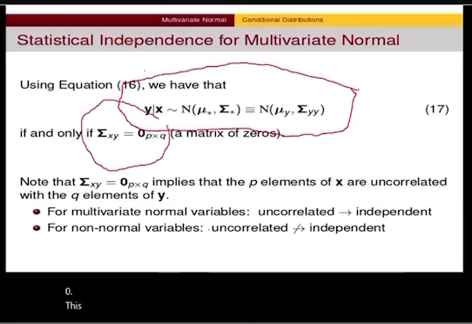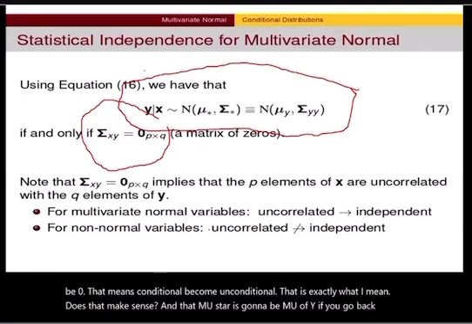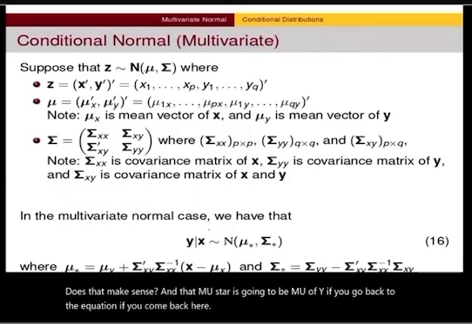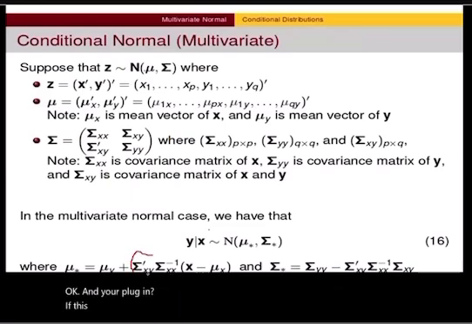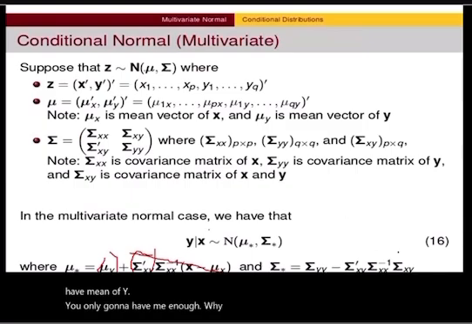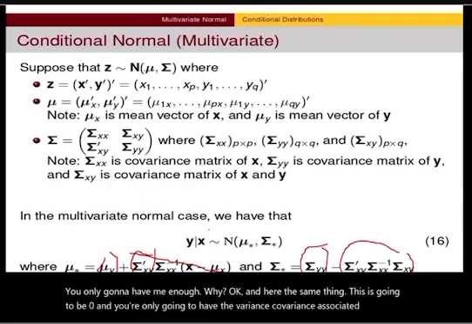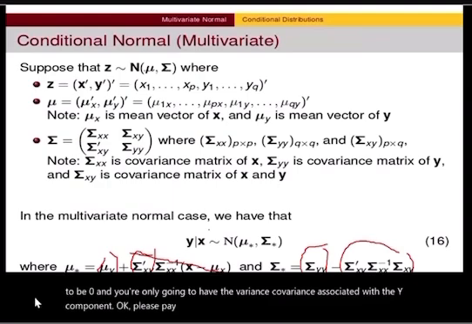This term is the covariance between x and y. If the covariance is 0, correlation will be 0. That means conditional becomes unconditional. That is exactly what I mean. Does that make sense? And mu star is going to be mu of y. If you go back to the equation and plug in, if this is 0, the whole thing here is going to be 0, and you're only going to have the mean of y. And here, the same thing. This is going to be 0, and you're only going to have the variance covariance associated with the y component. Please pay attention. That's what I mean.